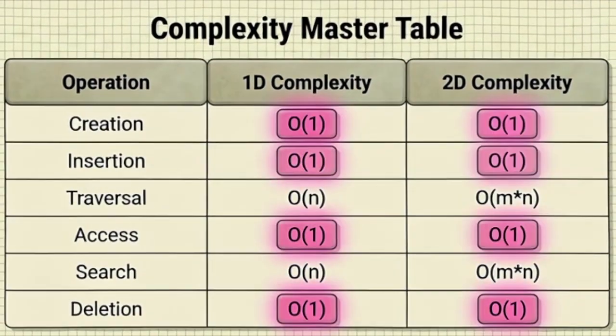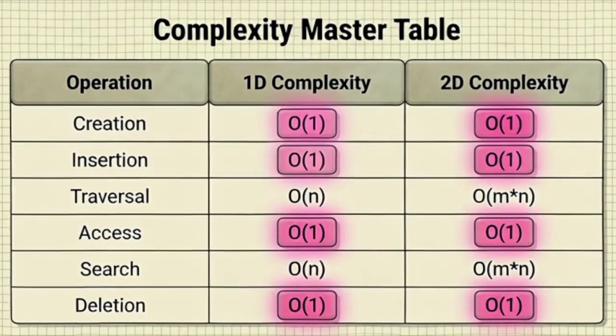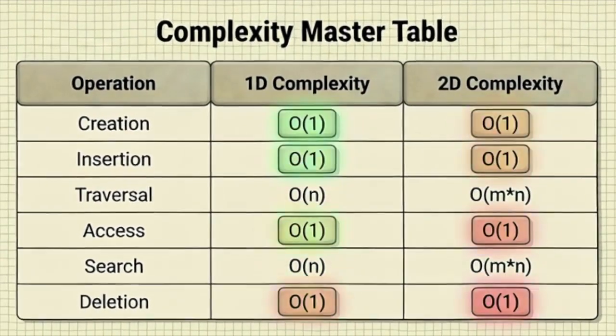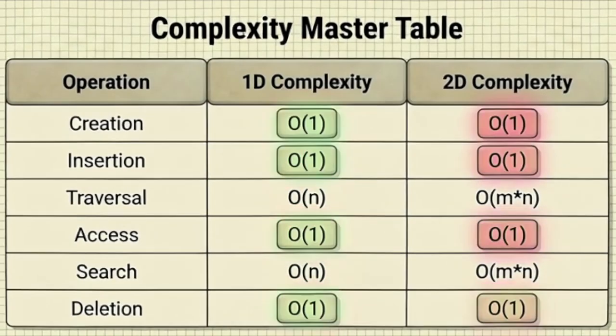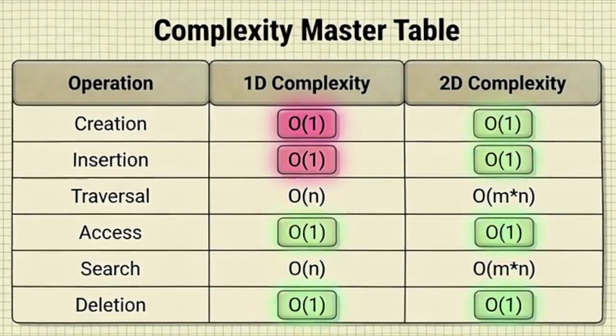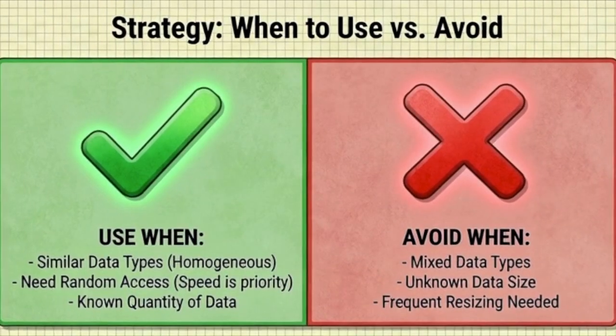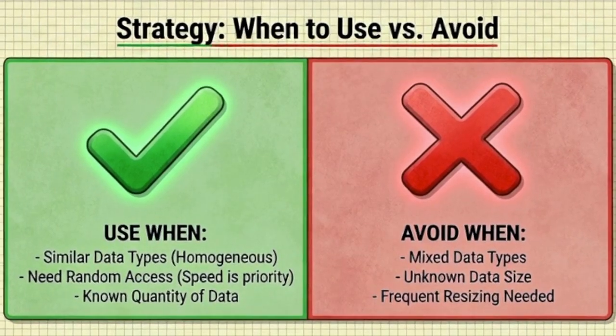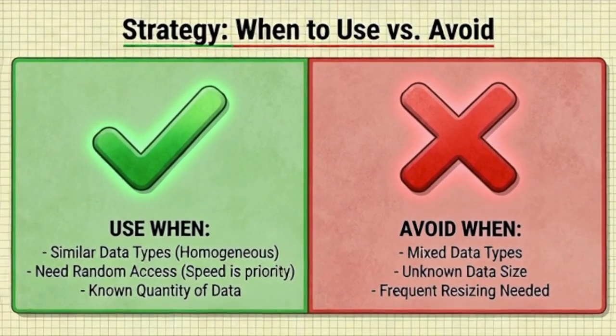We see fast operations, big O(1), are access, insertion, and deletion, and slow operations, big O(n), are search and traversal. Fourth is the golden rule. Use arrays for speed when size is known. Avoid them when size is unknown.